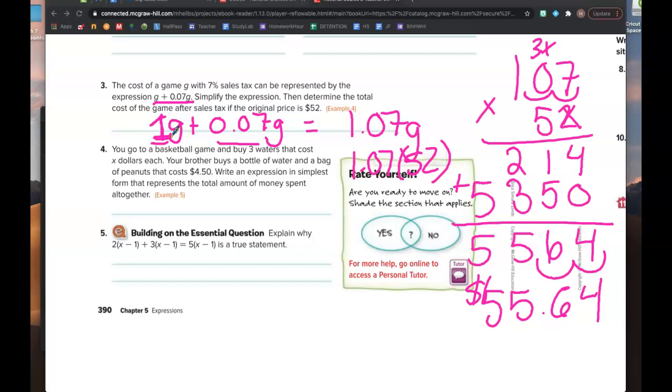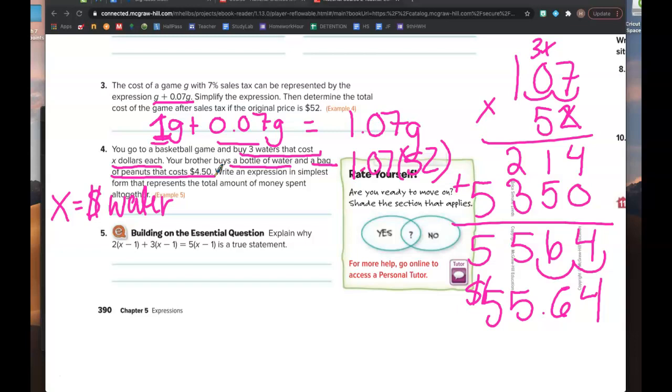Number 4, so you're going to a basketball game and you buy 3 waters that cost X dollars. It actually tells you what your variable represents. So X represents the cost of water. So you always should start with defining your variable. And your brother buys a bottle of water and a bag of peanuts that cost $4.50. So it's saying the peanuts cost $4.50, not the water and peanuts combined.